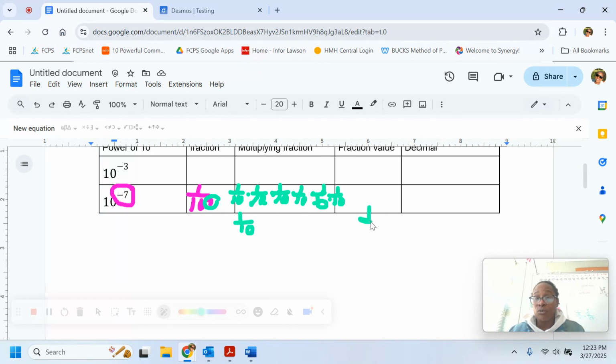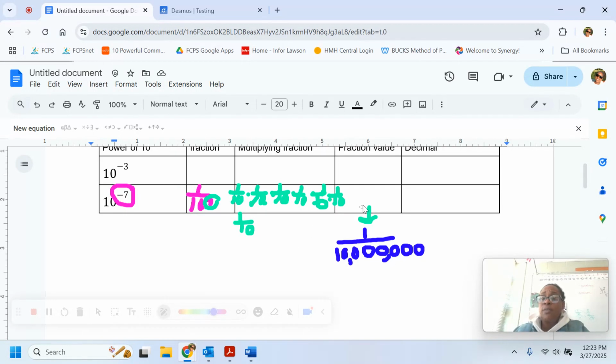Now, the fractional value. We have to multiply that 1 7 times, which is 1. Then we draw our fractional line, and we ask, how many zeros should we have? 1, 2, 3, 4, 5, 6, 7. So I'm going to make 7 zeros. 1, 2, 3, 4, 5, 6, 7. And all I'm doing is putting commas here. You don't have to put them there if you don't want them.